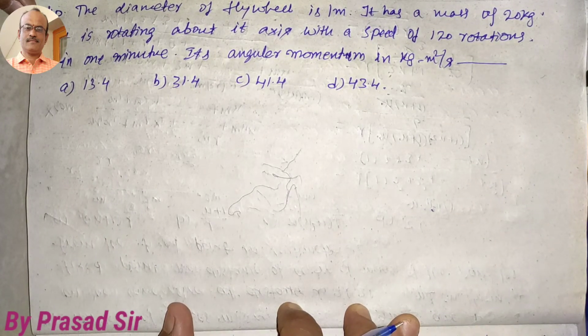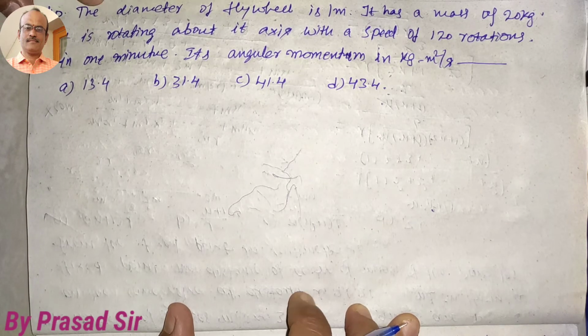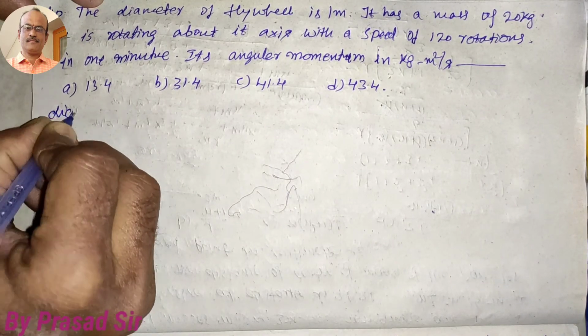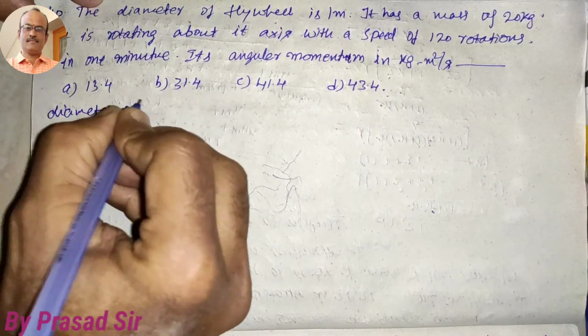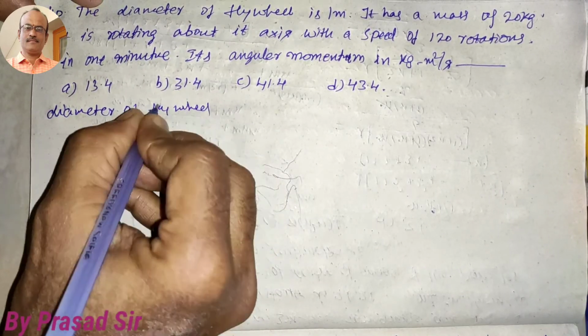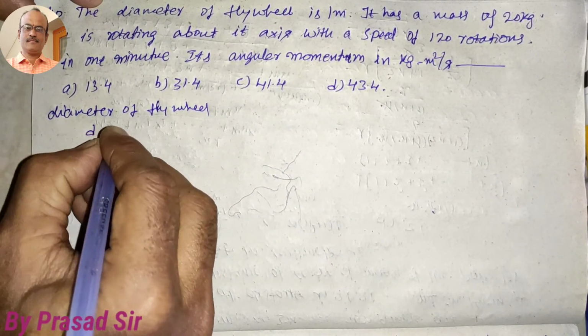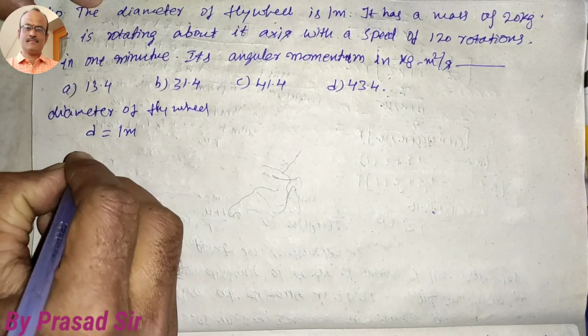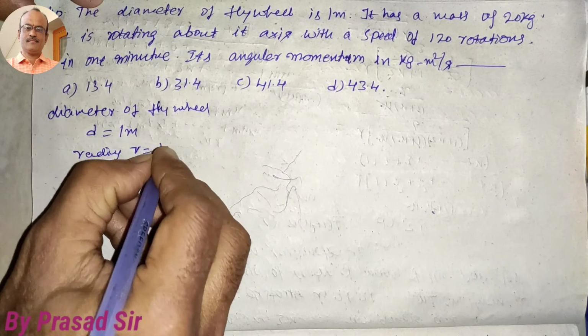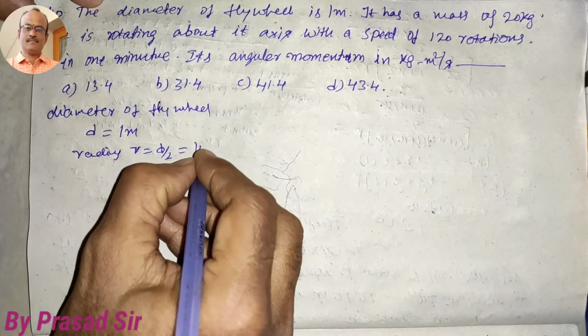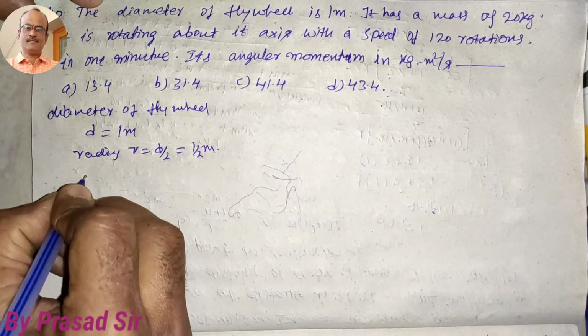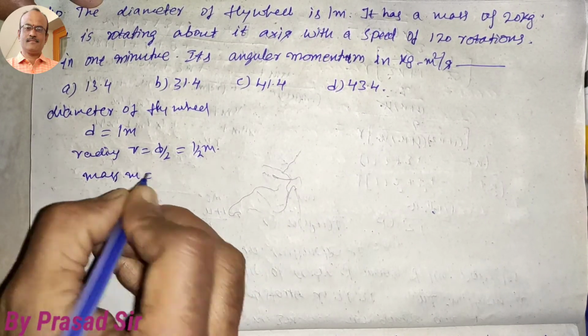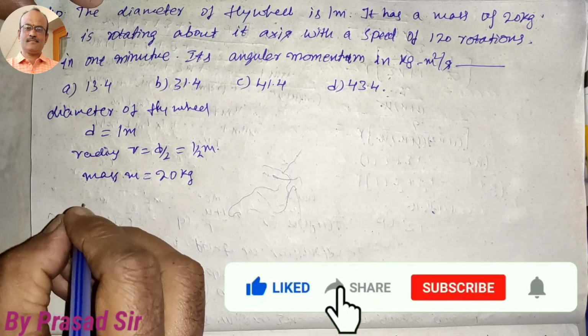The diameter of a flywheel is 1 meter. It has a mass of 20 kilograms. It is rotating about its axis with a speed of 120 rotations in 1 minute. Its angular momentum in kg meter square per second is how much? So first of all, given: diameter of flywheel D is equal to 1 meter, so radius R is equal to D by 2, which is 1 by 2 meters, and mass M is equal to 20 kilograms.